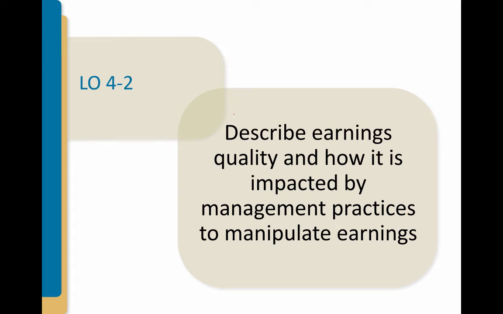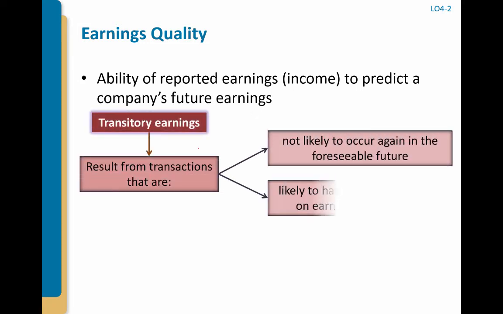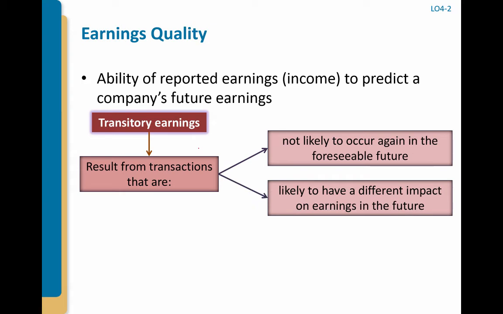So now we're going to discuss earnings quality and how that is impacted in practice by management and also to manipulate earnings. So earnings quality is basically your ability as a company to report earnings, and then we use these earnings to predict future earnings. So we have transitory earnings, which are not likely to occur in the future, but they're likely to have a different impact in the future.